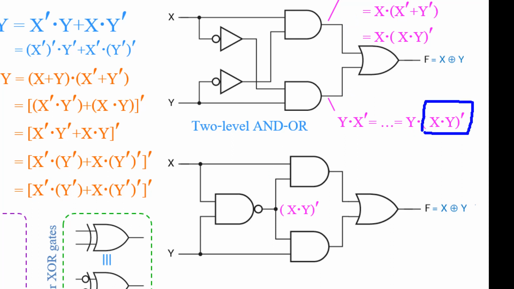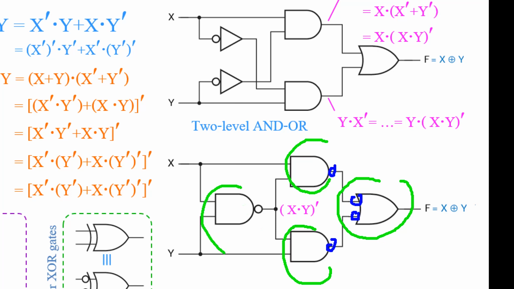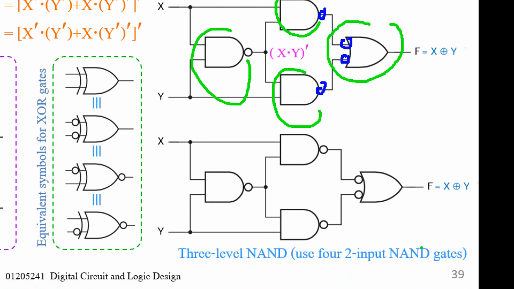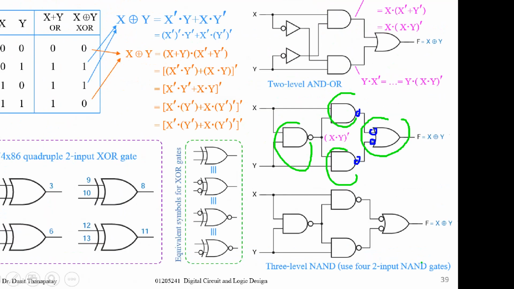So you can use this one. This one is NAND, right? X, Y, and then the input is NAND. And X and Y, and then sum together by using this OR gate. So when I add a pair of inversion bubbles, you can get NAND gate here, NAND here, NAND here, and NAND here. That means you can implement the two input XOR function by using only NAND gates, okay? So you need four NAND gates to implement this one.